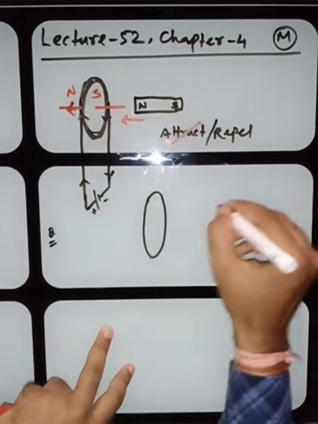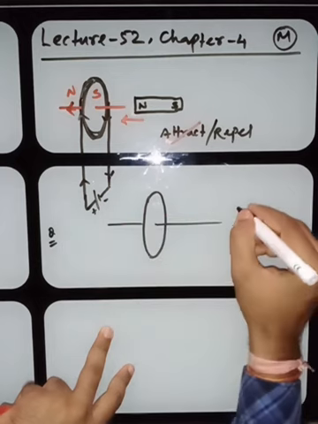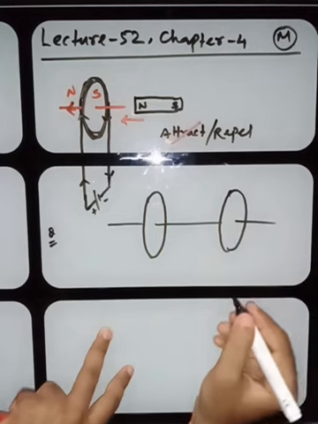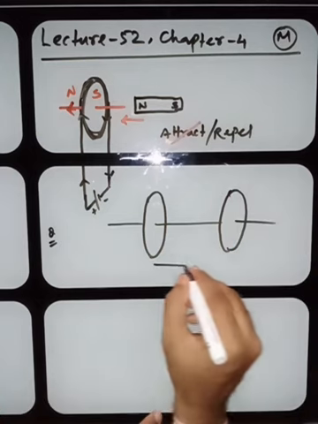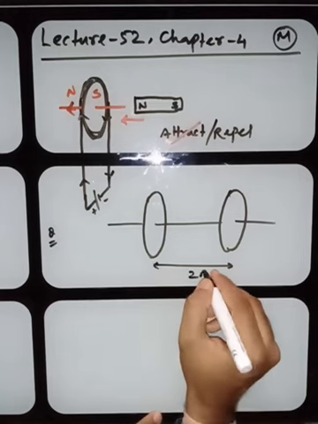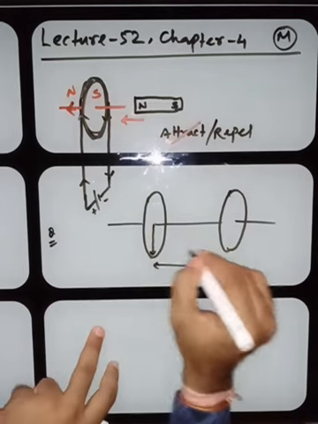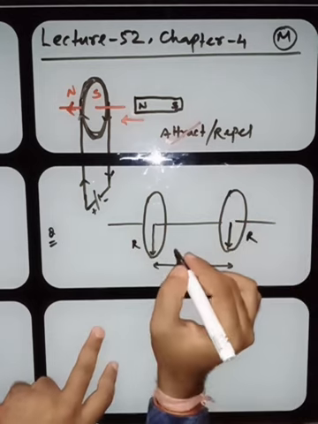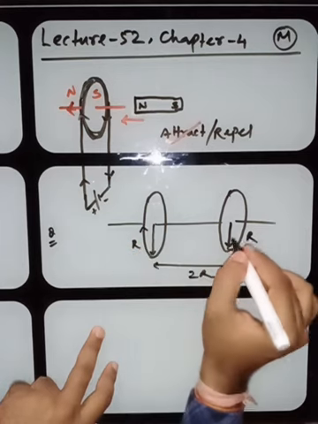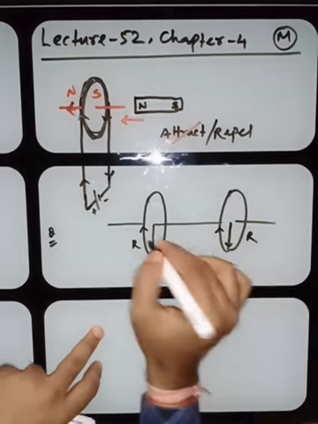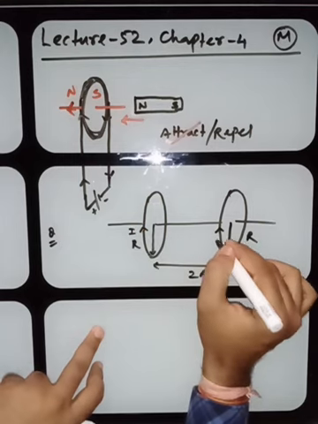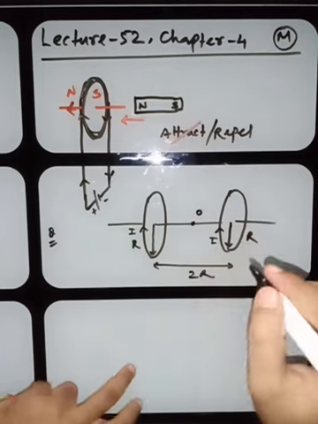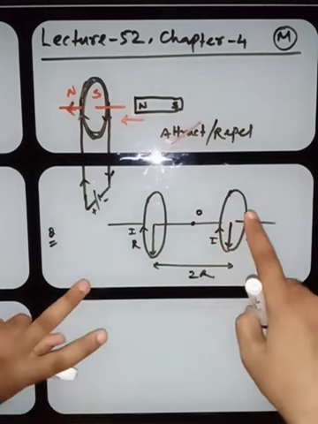The two coaxial coils are kept with a separation of 2R, so this is R and this is also R, the radius, both identical. The flow of current is also the same, with the same magnitude I. At the center O, you have to find the net magnetic field magnitude.